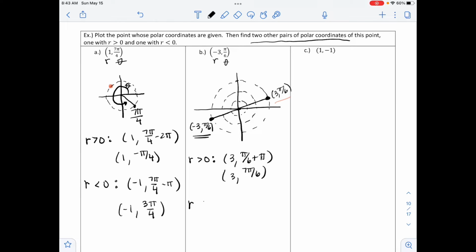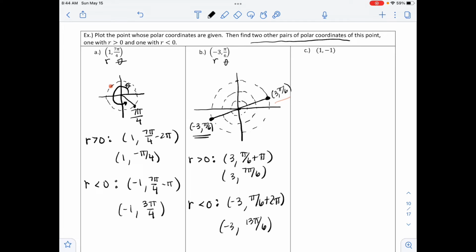Likewise, looking when r is less than 0, that means our radius would stay negative. Again, we would add a circle or subtract a circle. Since we subtracted a circle in the last one, I'll add a circle to this one. Again, it doesn't matter, but we have π over 6 plus 2π. And so this works out to be (−3, 13π/6).